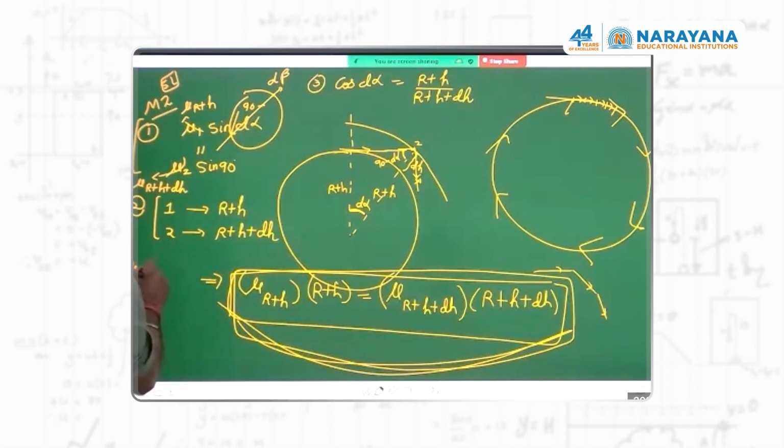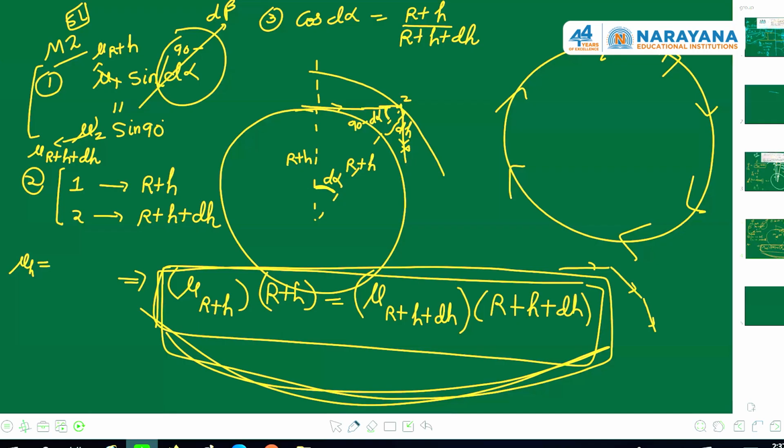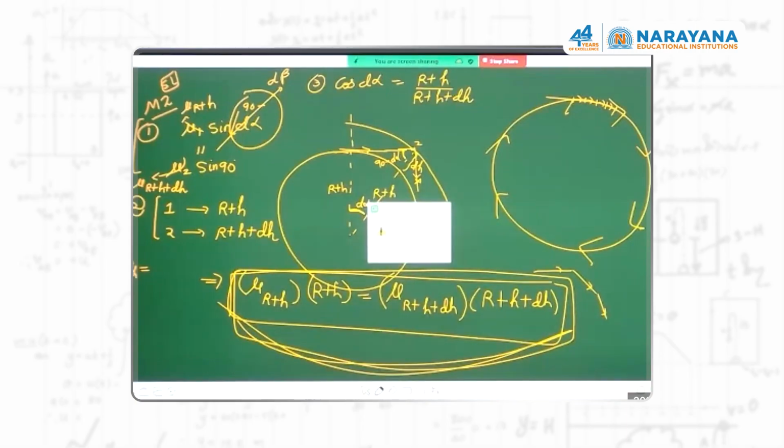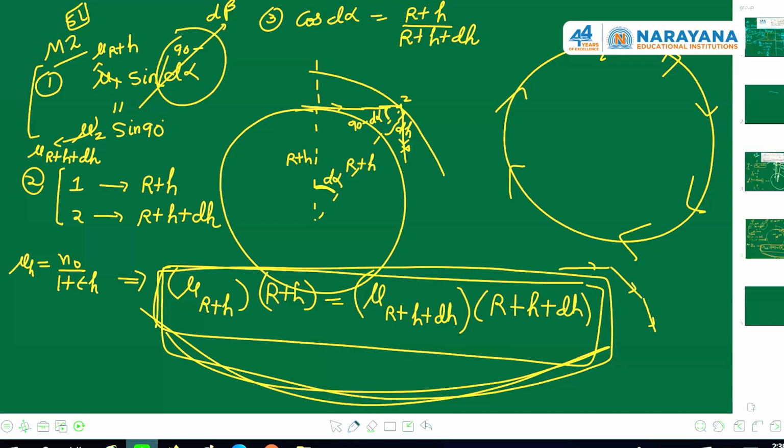I can directly comment on that. What is mu as a function of h? What was mu? Mu is equal to n naught upon 1 plus epsilon h. Yeah. So if it is n naught upon 1 plus epsilon into h, for every h this is happening. Is that given?